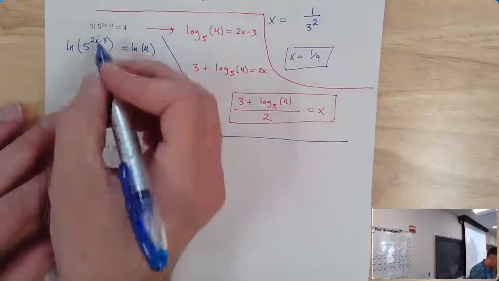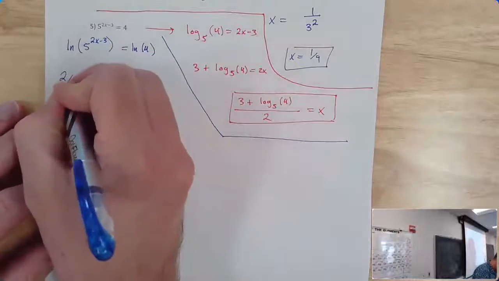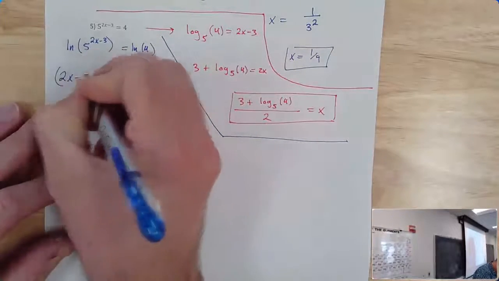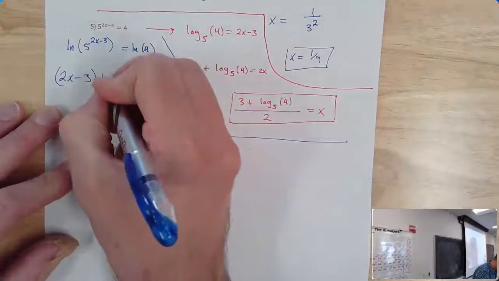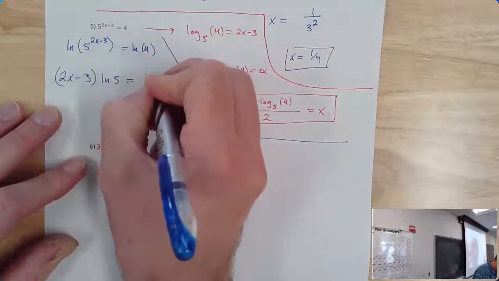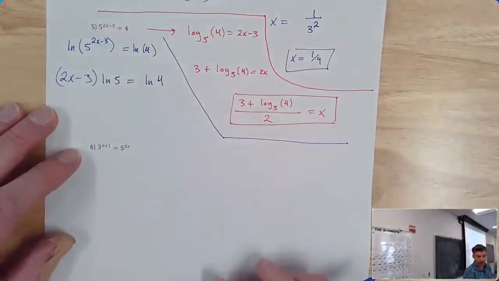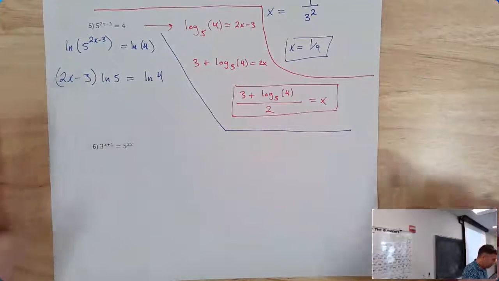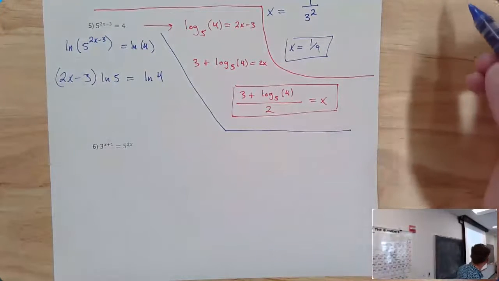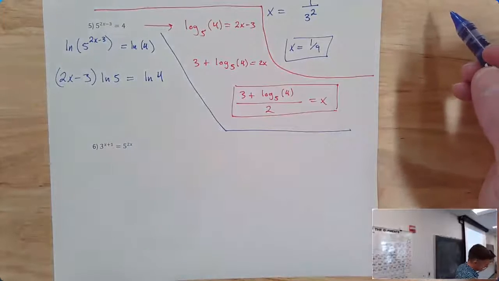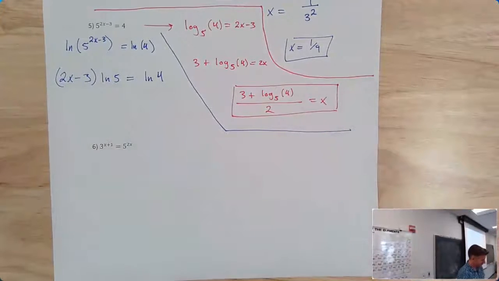So we're evaluating this function at this, and then we're going to use our rules. I'm going to bring that power down in front. So I have 2x minus 3 in parentheses times the natural log of 5 equal to the natural log of 4. You could go a couple different ways here. You could either distribute the natural log of 5 first, or you could divide both sides by the natural log of 5. I'm not really sure what I think is better. I'm probably going to distribute though, because that's my usual go-to. So let's go ahead and distribute.